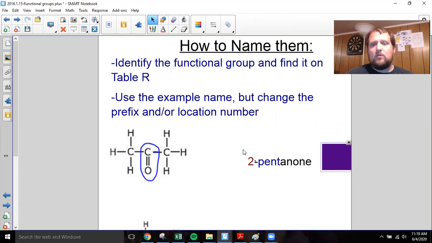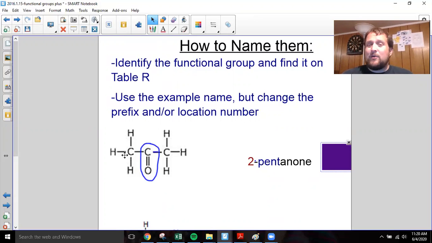So the reference table says 2-pentanone. And this name, just like before, is broken up into parts. You have a suffix. In this case, that comes from the fact that it's a ketone, but it still has that prefix that tells me the number of carbons and a location number. So I'll take what it says on the table and just change it to match mine.